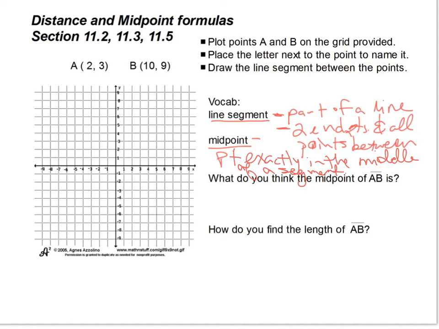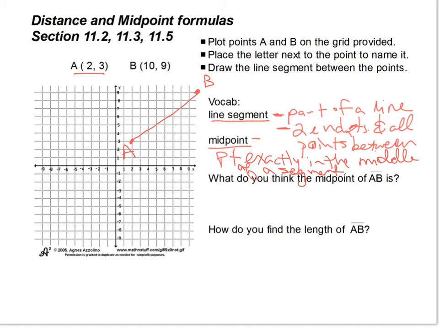All right, so we're going to plot these 2 points. This is a little bit of review. A is 2, 3. We use capital letters to abbreviate points, and so that's how we name them. And B is 10, 9. So I'm going to go up here and go 10 over and 9 up. I'm going to put a B out there, and I'm going to draw the line segment connecting them. So the line segment is A and B and all the points in between.